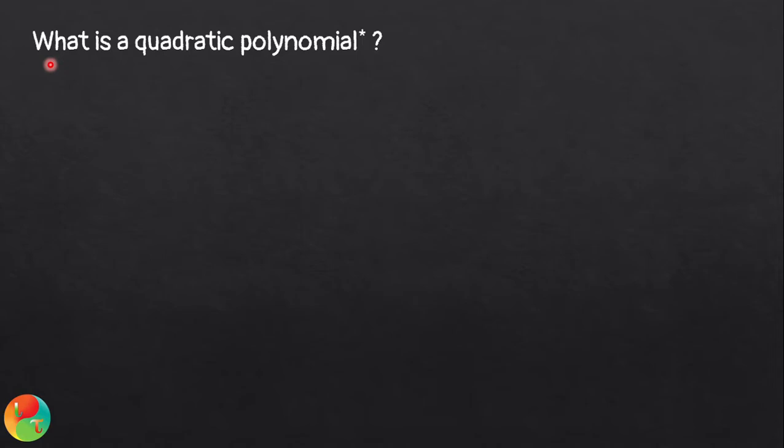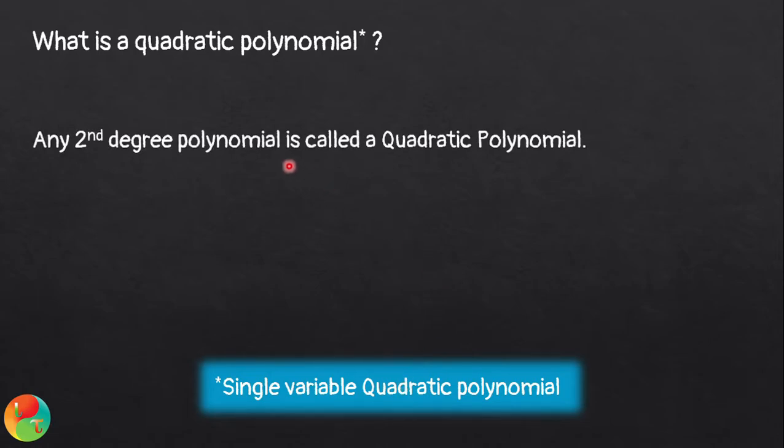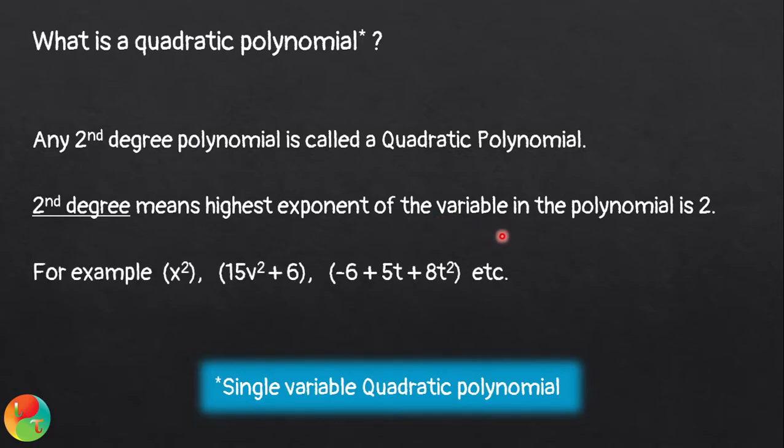Question is, what is a quadratic polynomial? Now remember, we are only talking about single variable quadratic polynomials, or univariate quadratic polynomials. Any second degree polynomial is called a quadratic polynomial. Second degree means the highest exponent of the variable in the polynomial is 2. For example, x square, or 15v square plus 6, or minus 6 plus 5t plus 8t square.